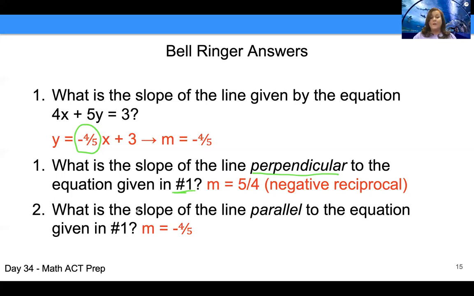And then here, what is the slope of the line parallel? And you should know that the slopes of parallel lines are equal. So if you're telling me this line has a slope of negative 4/5 and this line's going to be parallel, I can determine that the slope will be negative 4/5.